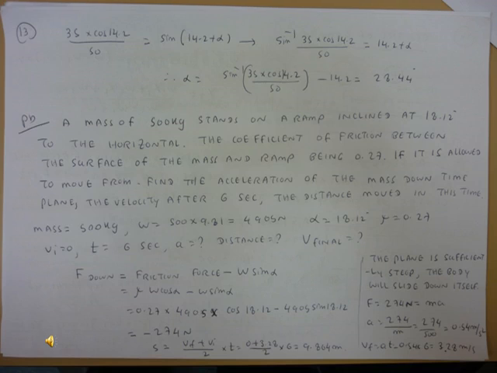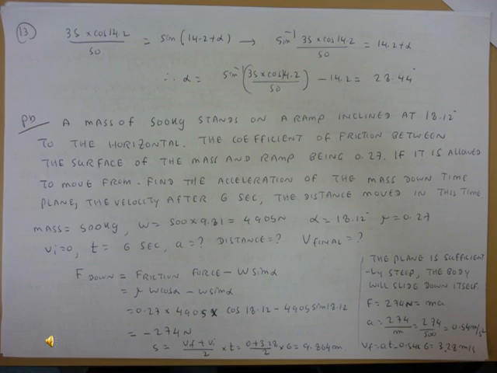The coefficient of friction between the surface of the mass and the ramp is 0.27. If it is allowed to move, find the acceleration of the mass down the plane, the velocity after 6 seconds, and the distance moved in that time.